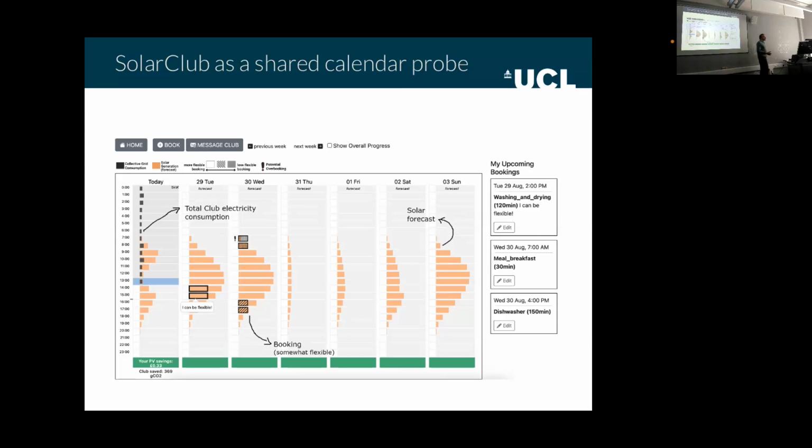And through the system, people can book their consumption. So they can say, tomorrow, I'm going to use the washing machine at this time. And then those bookings show up as rectangles on this UI. And you can optionally say, I'm flexible about this. So if someone else needs to use energy at this time, I can rearrange that and do it at a different time.